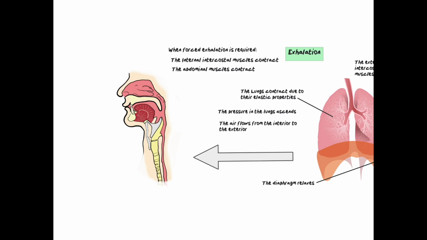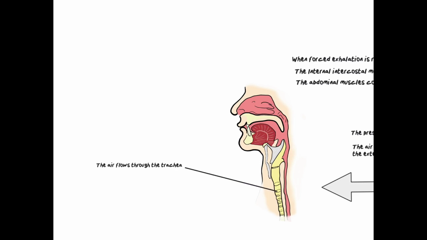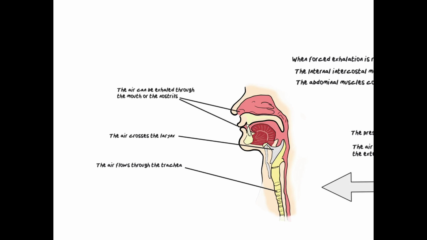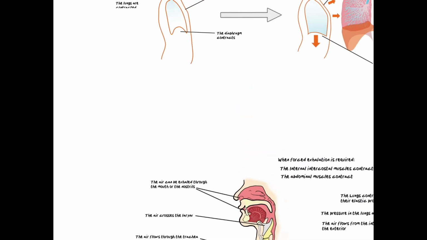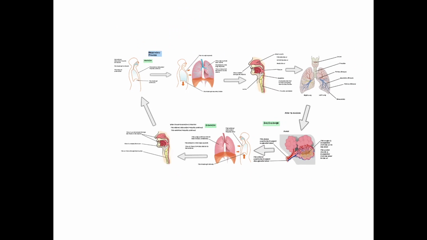During the exhalation, the air flows from the lungs to the bronchi. Then the air crosses the trachea, the larynx, and the pharynx, and is exhaled to the exterior through the nostrils or through the mouth. After the exhalation, we have completed the respiratory cycle.